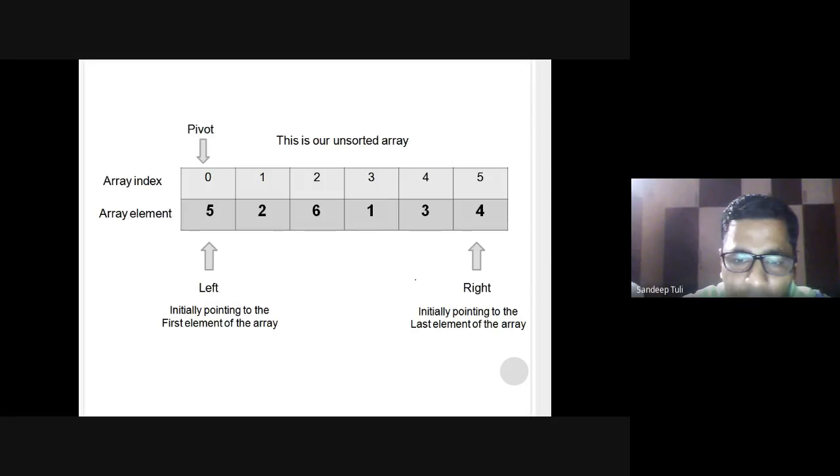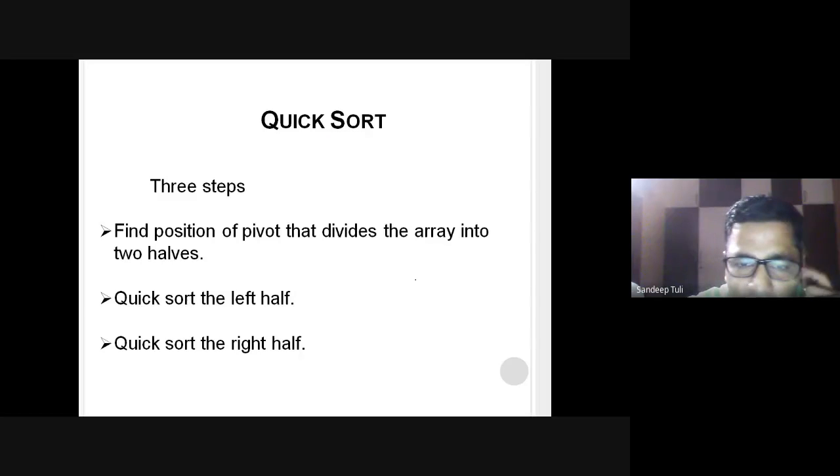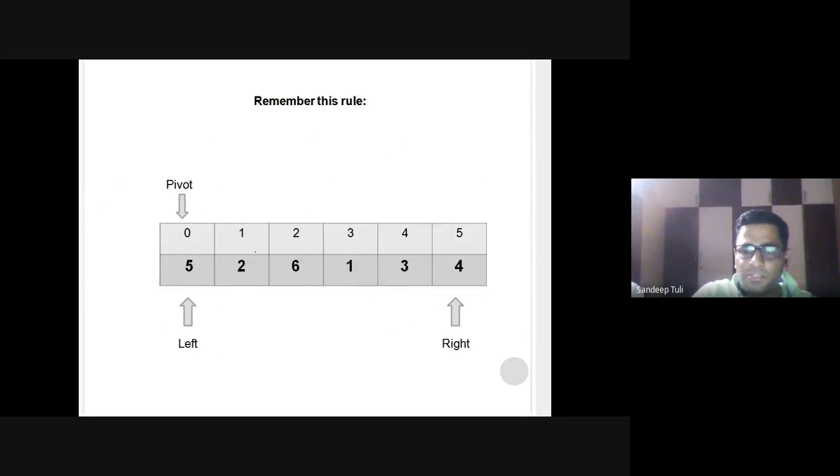So what I told you earlier, find the position of the pivot element and then divide the array into 2 halves. So we have done the first half. We have found the position of the pivot element. Is it okay? So the pivot element position is, yes.